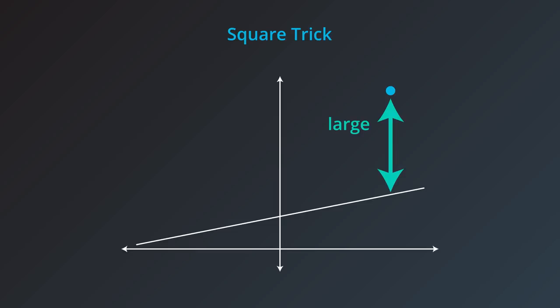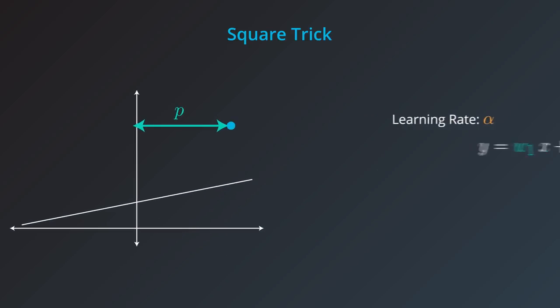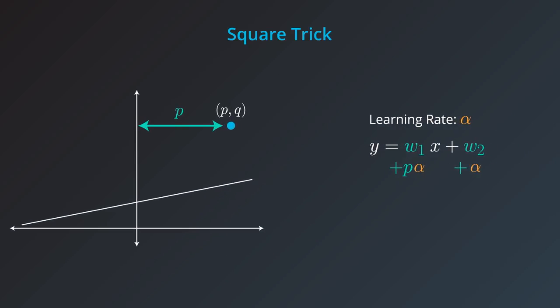But if the point is far from the line, then we want to move the line a lot more. The absolute trick that we learned previously does not have this property because, if we remember, the absolute trick adds alpha to the y-intercept w2 and p times alpha to the slope w1. This has nothing to do with how far the point is from the line, since p is just a horizontal distance. So let's just add the vertical distance into this formula.